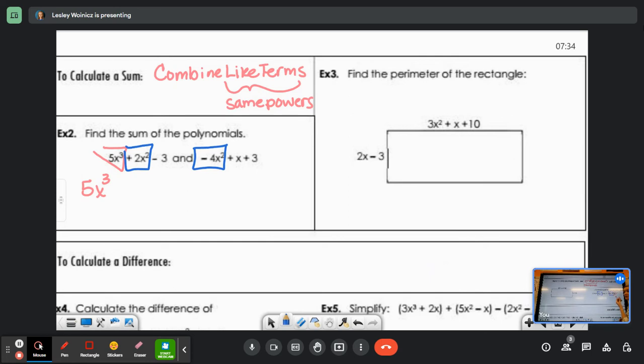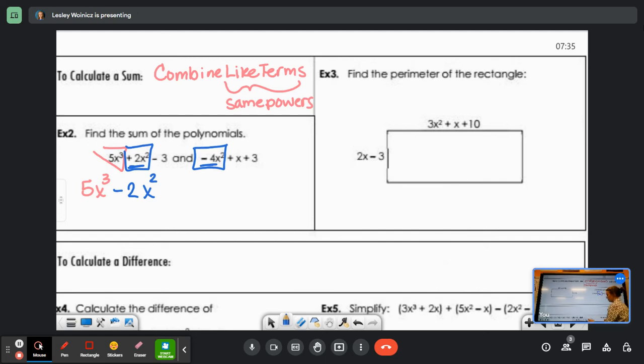What I'm going to do is keep the power. I'm going to keep the x squared part. All right, and I'm going to just combine my coefficients. I'm going to do 2 minus 4. Those are my coefficients. 2 minus 4 gives me negative 2. That's all I have to do.